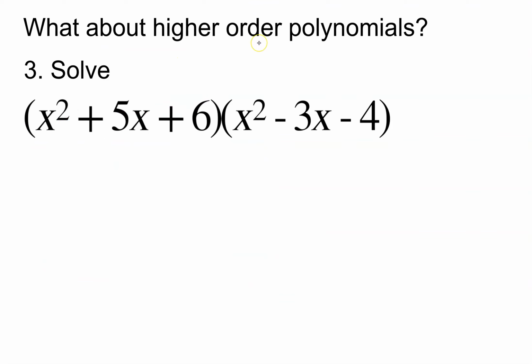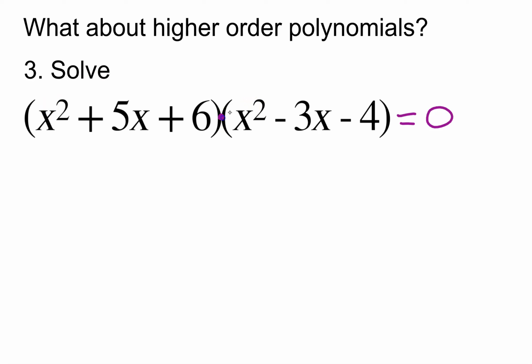So what if I have a higher order polynomial? Let's take this expression here and say I want to solve it if it's set equal to 0. Okay. So if I want to solve this equation, notice that if I were to try to FOIL this out, if I distributed, x squared times x squared would give me x to the 4th. This is a polynomial with a degree of 4.